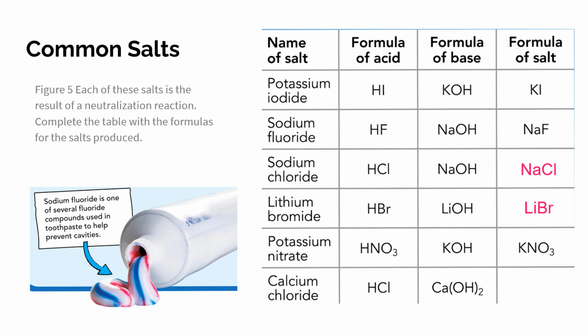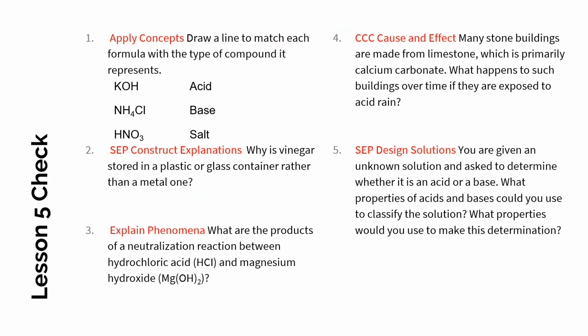Potassium nitrate, we already have written, and calcium chloride, we have CaCl. So sodium fluoride is one of several fluoride compounds used in toothpaste to help prevent cavities. Just a fun little fact there. And that brings us to our lesson 5 check.